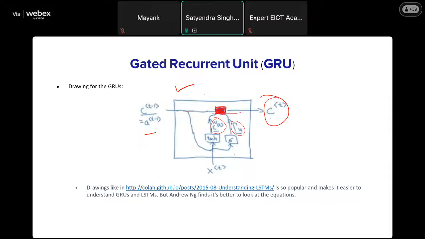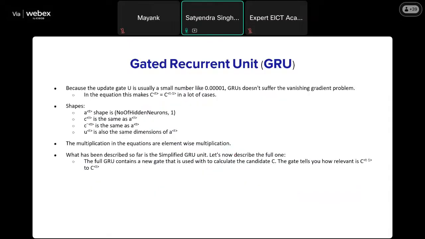So the output is dependent on a particular word or not. Basically the notion of relevance. But still it does not capture how much it is relevant. So right now it is capturing only whether it is relevant or not. So if it is relevant, the information is updated. If it is not, then it is not updated.